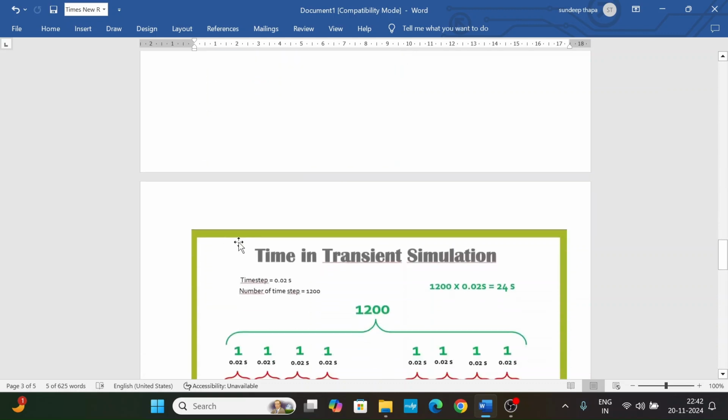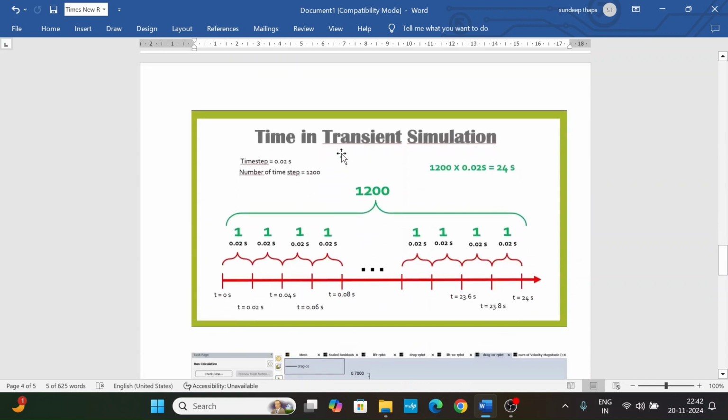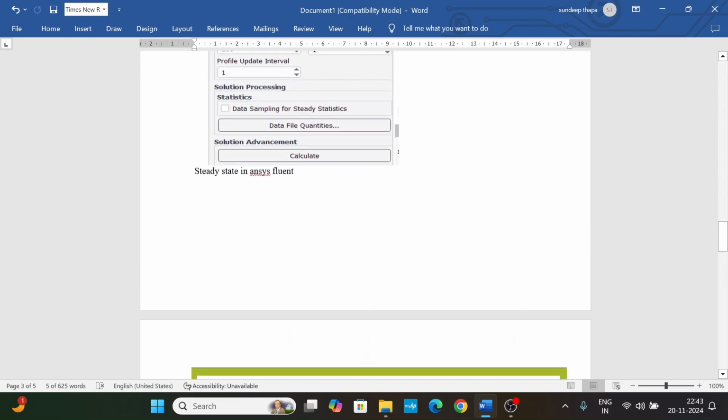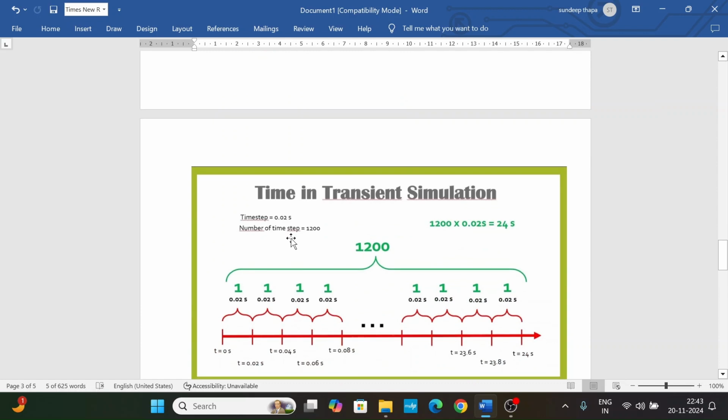Now, when you go for transient simulation, also known as unsteady state simulation, it will ask you for three parameters: time step, number of time steps, and number of iterations. Here, the time step is the interval at which you want to calculate those fundamental mathematical model equations.